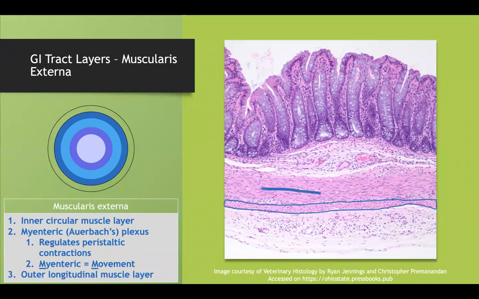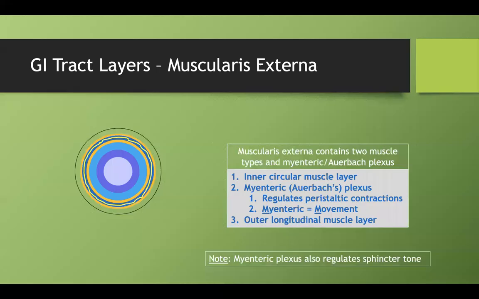Something that's kind of interesting about these muscle layers, you can see that the inner circular muscle layer has its fibers running left to right in this photo, whereas the longitudinal layer has the fibers running in and out of the screen. So these muscle layers are always perpendicular to each other if you're trying to find out where you are on a histologic section.